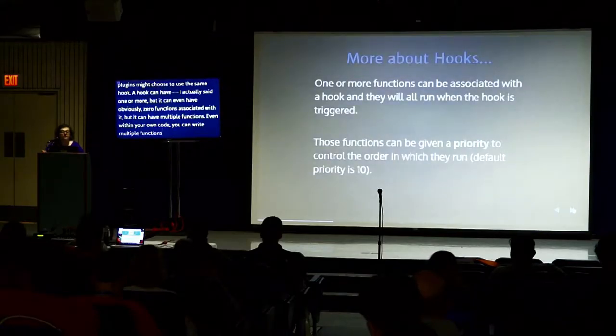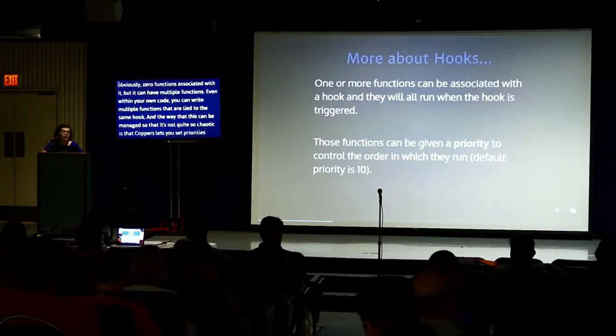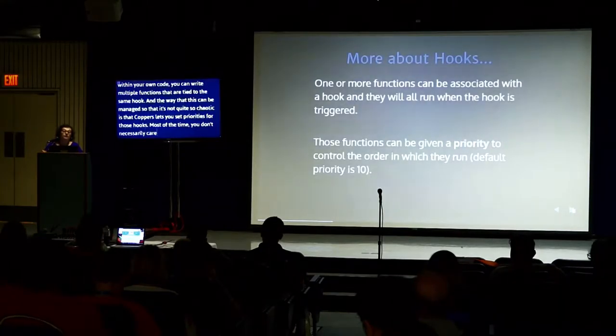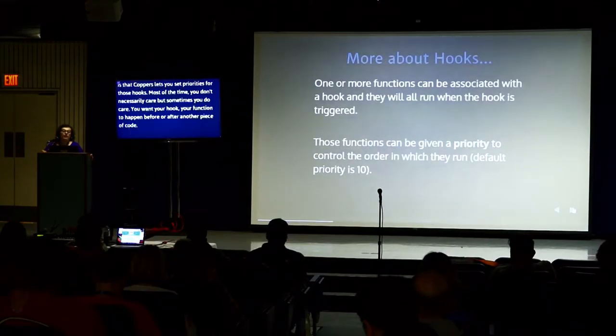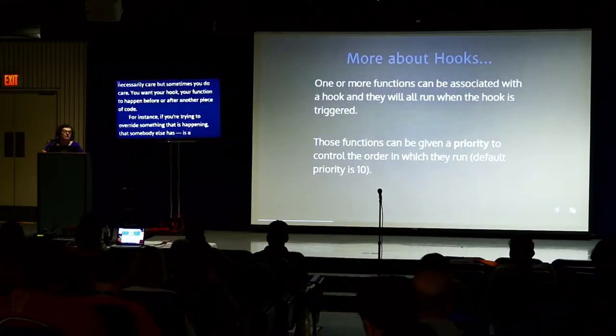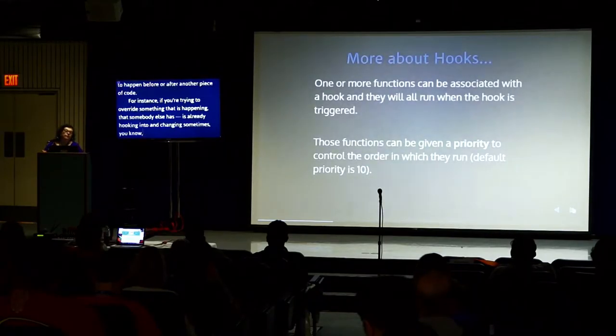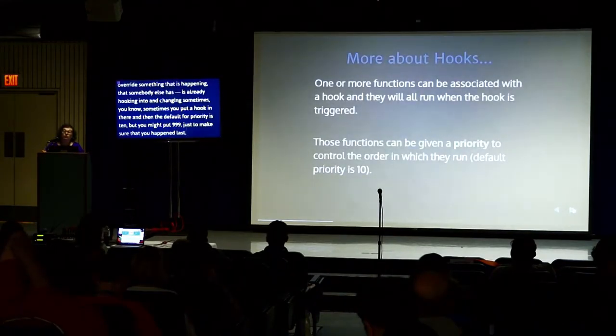And the way that this can be managed so that it's not quite so chaotic is that WordPress lets you set a priority for those hooks. Most of the time, you don't necessarily care, but sometimes you do care. You want your function to happen before or after another piece of code. For instance, if you're trying to override something that somebody else is already hooking into and changing, the default for priority is 10, but you might put 999 just to make sure that you happen last. On the other side, you might set a lower priority because you want to happen before other things happen. So you have this control.